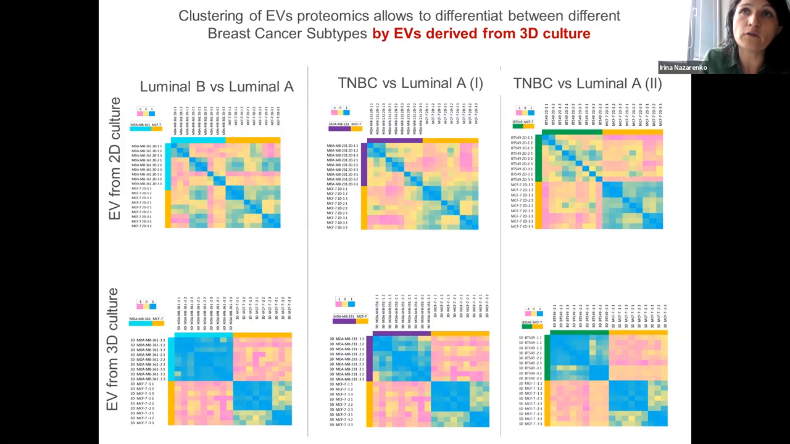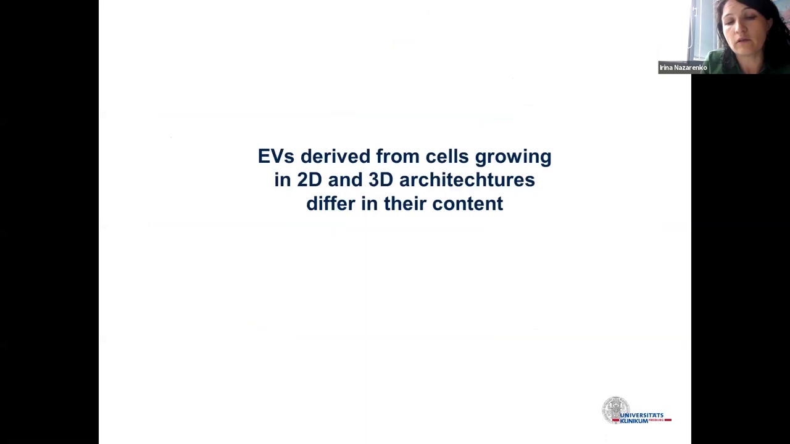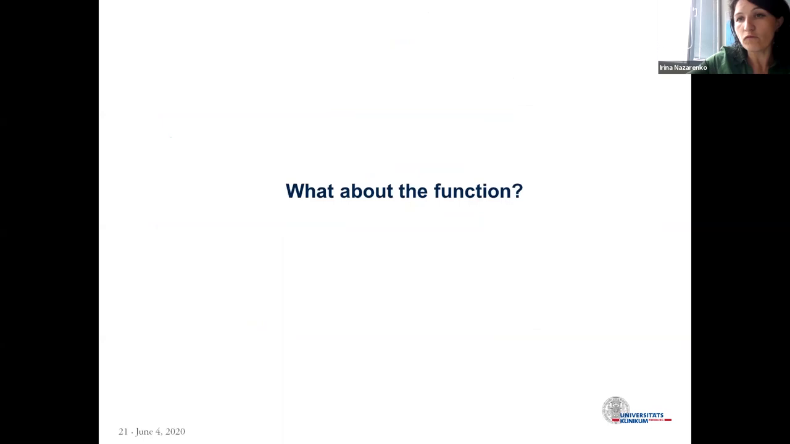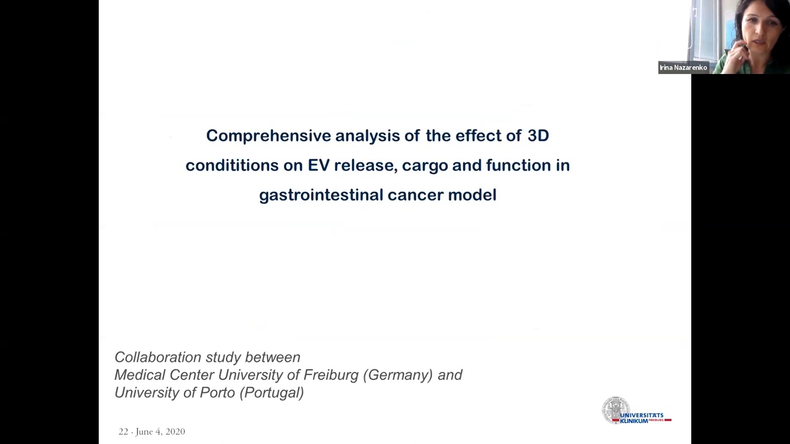And this is one of the examples of differences in the content of the vesicles derived from 2D and 3D cells. So we can conclude that EVs derived from cells growing in 2D and 3D architecture differ in their content. To further understand the impact of the architecture, we also analyzed the function. I'll give you an example of one study which we have done together with the University of Porto with the group of Carlos Oliveira. We used a gastrointestinal cancer model to study the functionality.